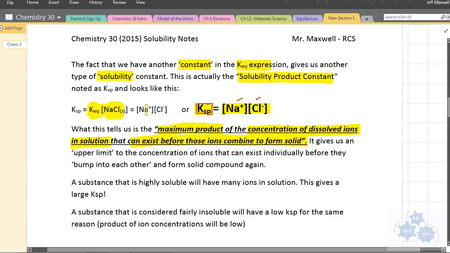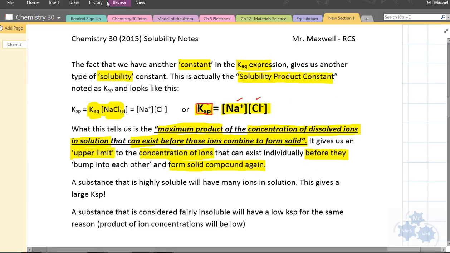So another way of putting this is that it gives us an upper limit to the concentration of the ions that can exist before they bump into each other and form a solid compound again. So this is the maximum concentration of ions that can exist in solution before they form solid again.